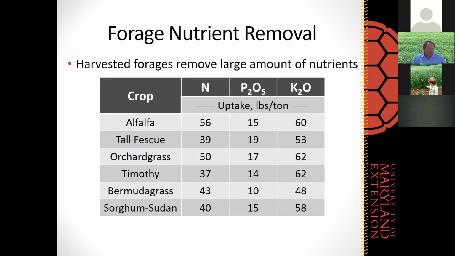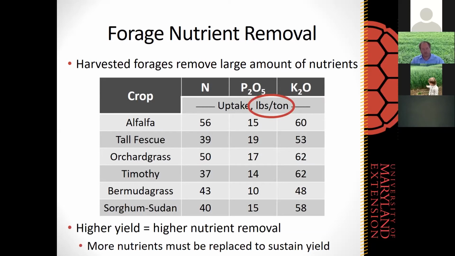And we look at what some of those numbers look like. I think Amanda shared this chart earlier. But it's somewhere around, depending upon the species that we're growing, somewhere between 40 to 50 pounds per ton of dry matter that we're taking off in nitrogen. A lot less in phosphorus, somewhere around 15 to 20 pounds of phosphorus, and then a tremendous amount of potash. So anywhere from 50 to 60 to even 70 pounds of potash per ton. So you start multiplying that up. Obviously, the more yield we get, the more nutrients we're actually removing per year.